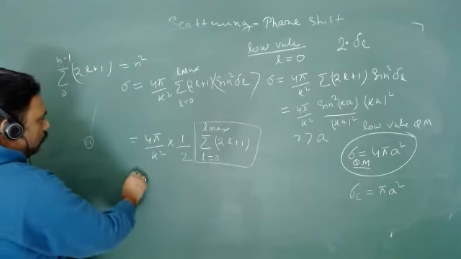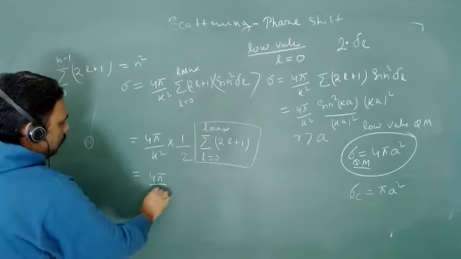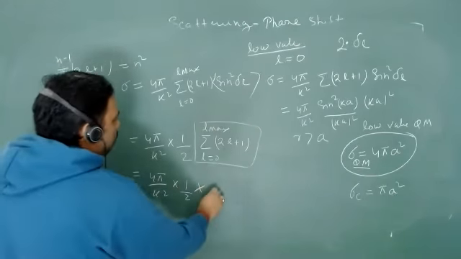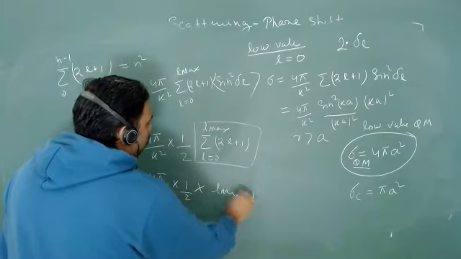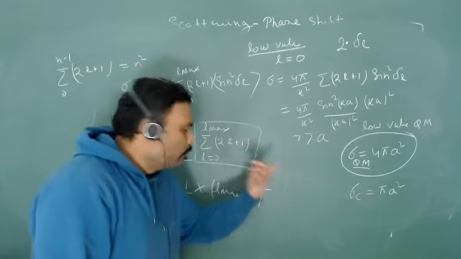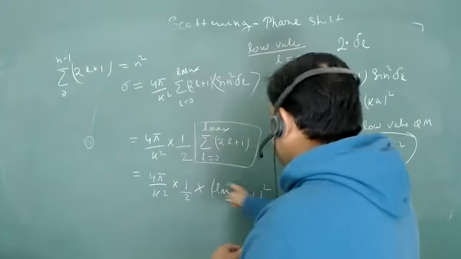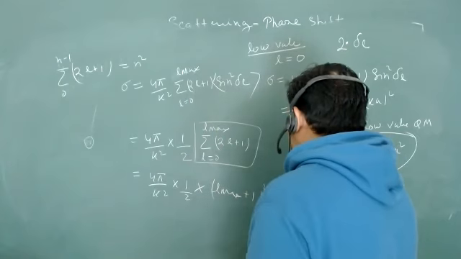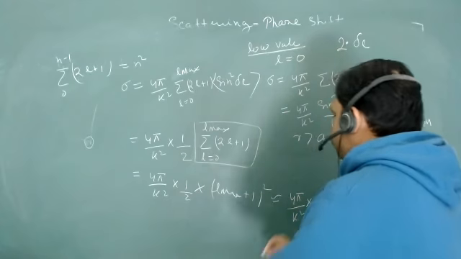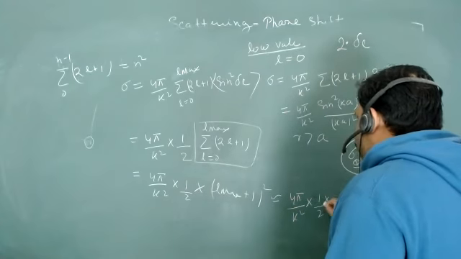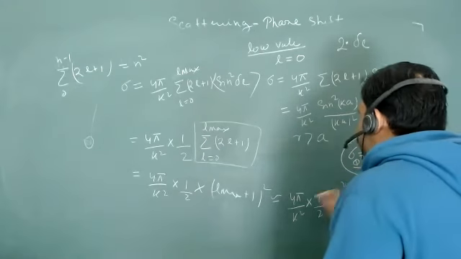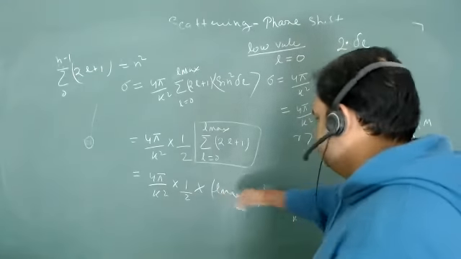So what is this value? This value is 4 pi upon k square, 1 by 2 into n square. So what will be n square? L maximum plus 1 whole square. So L maximum is very, very high compared to 1, so you can write it as more or less comparable. For the high value of energy, we can write 4 pi upon k square into 1 upon 2, and here you can just go for L maximum square, just for convenience. Otherwise, this is your answer.